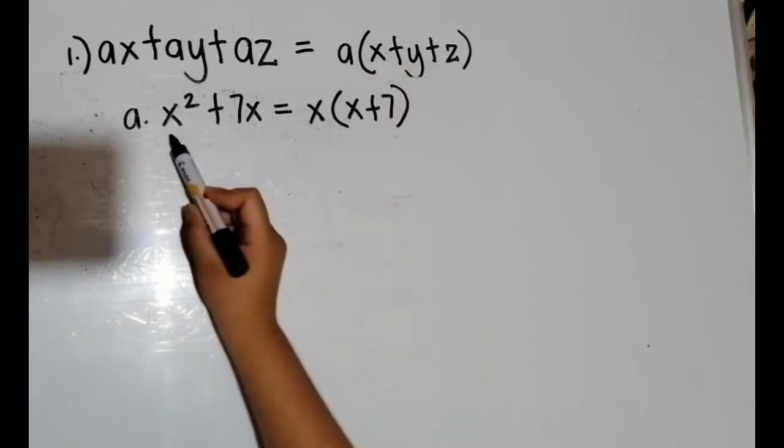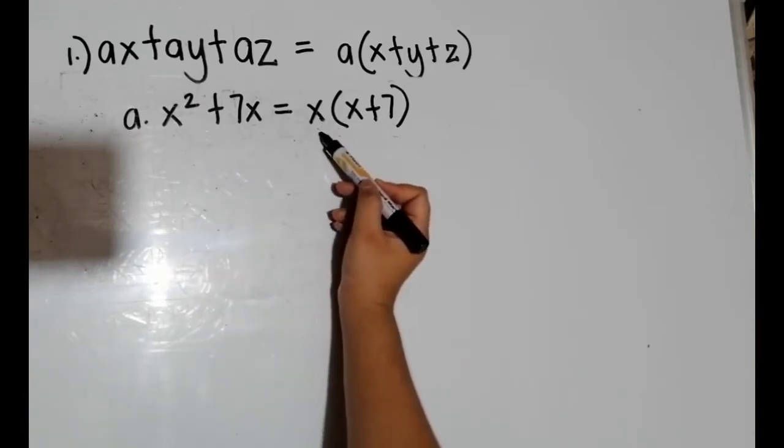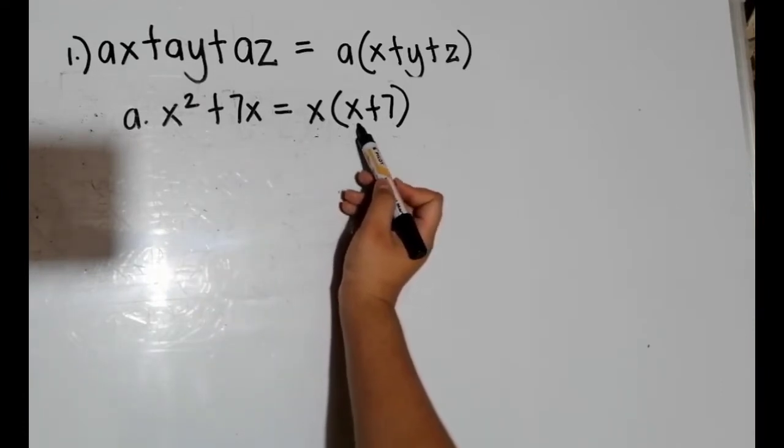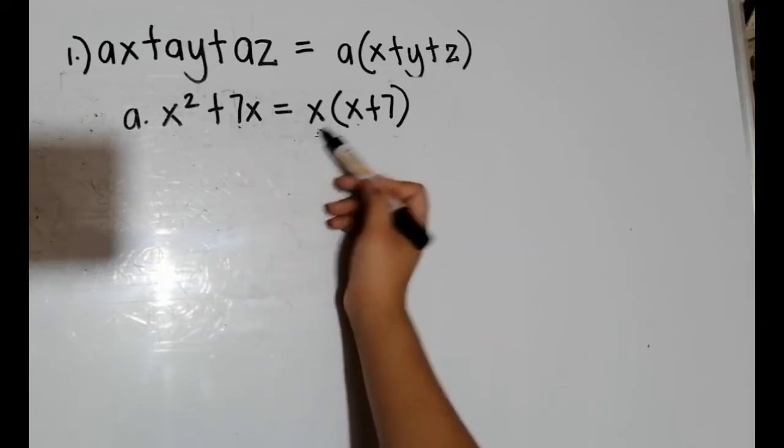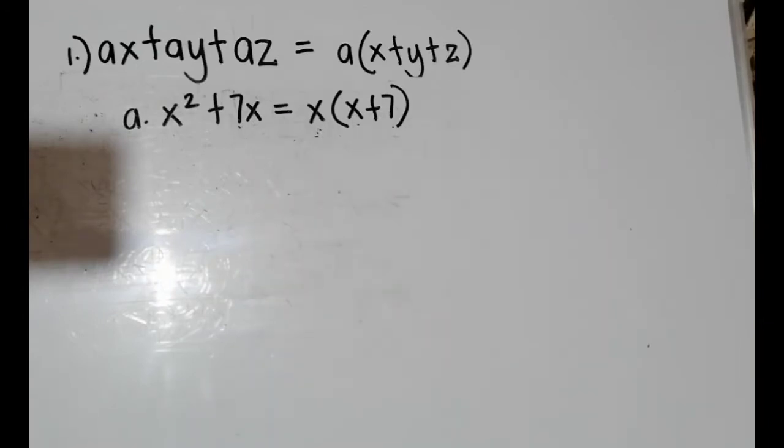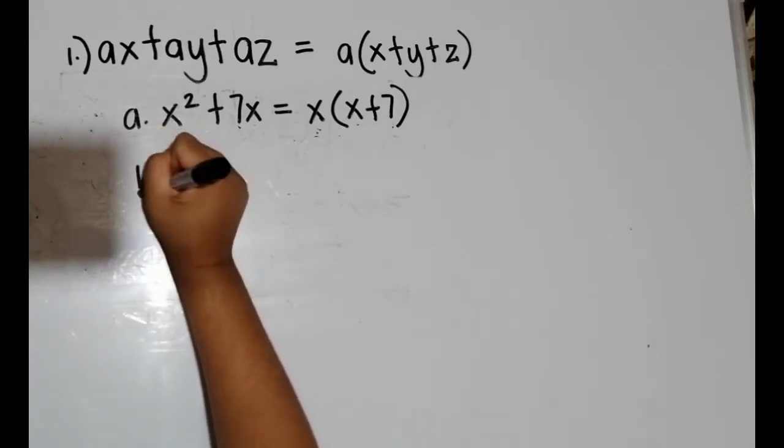Why? Because x squared divided by x is x. 7x divided by x is 7. The factor form will be x times x plus 7.